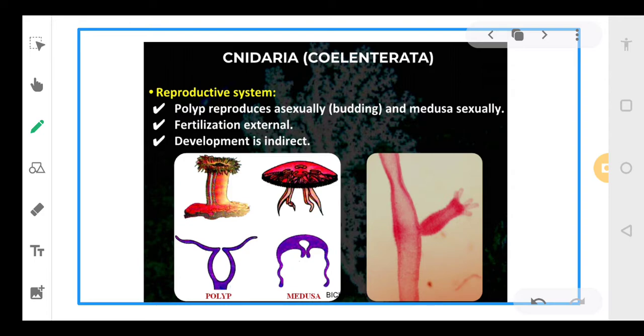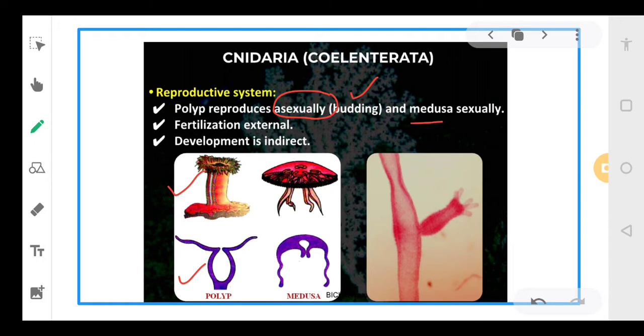So as I told you, these organisms exhibit two different forms of the body, polyp and medusa. Polyp is sessile, while medusa is free living and umbrella shaped. And they exhibit alternation of generations. Polyp produces medusa and medusa produces polyp. Now polyp reproduces only asexually. This is a polyp. So Hydra is the best example. Polyp exhibits only asexual reproduction, and that asexual reproduction is by budding.